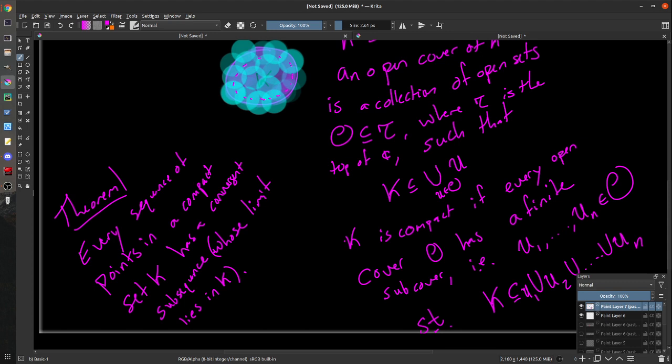So you put a path-connected set through a continuous function, you get out a path-connected set. You put a compact set through a continuous function, you get out a compact set. Kind of nice.